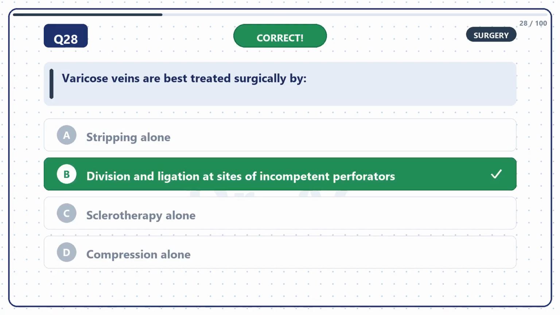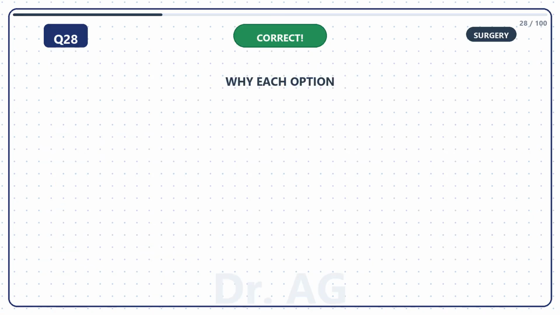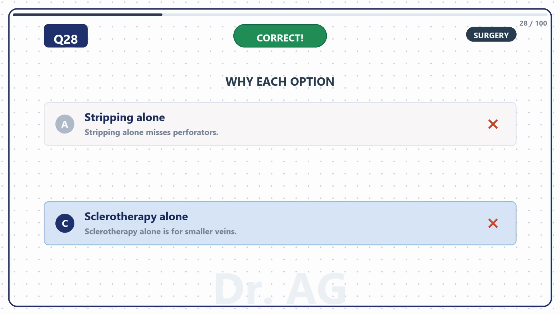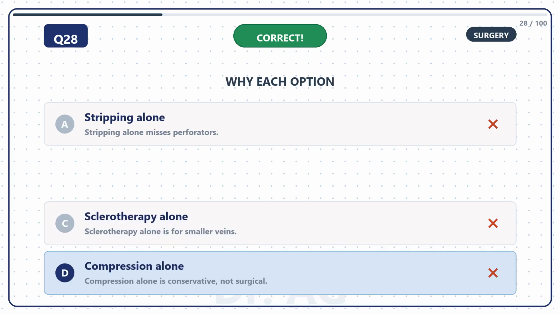The correct answer is option B. Division and ligation at sites of incompetent perforators. Let's go through the options. Stripping alone. Stripping alone misses perforators. Sclerotherapy alone. Sclerotherapy alone is for smaller veins. Compression alone. Compression alone is conservative, not surgical.